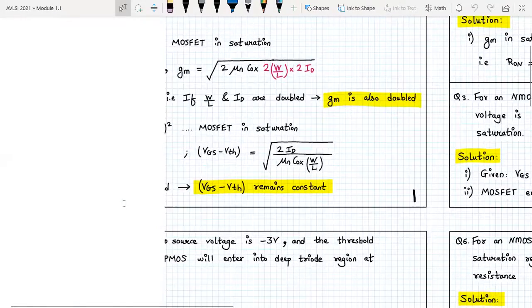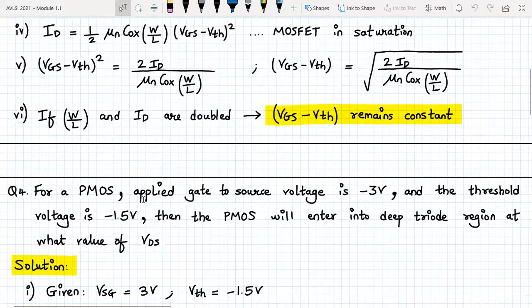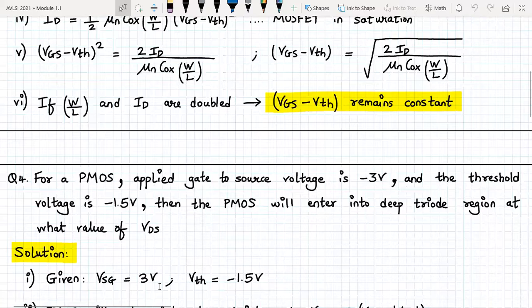Question number 4 says that for a PMOS, the applied gate to source voltage is -3. Remember, the gate to source voltage VGS is always negative for a PMOS. Threshold voltage is also negative, -1.5. Then the PMOS will enter into deep triode region at what value of VDS? So they are asking what is the condition for a PMOS to enter deep triode, and what is the value of VDS under that condition. So the given data is VGS is -3, but VSG is 3 volt and VTH is -1.5.